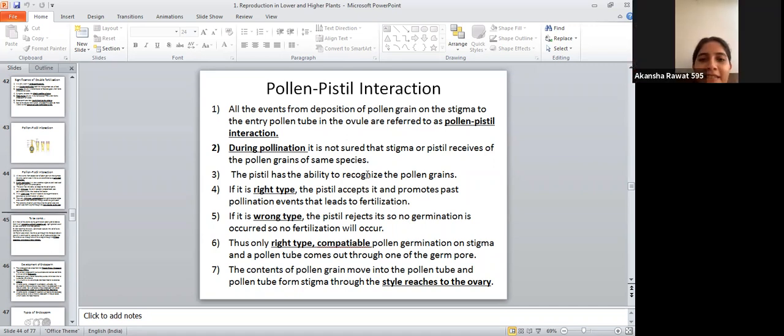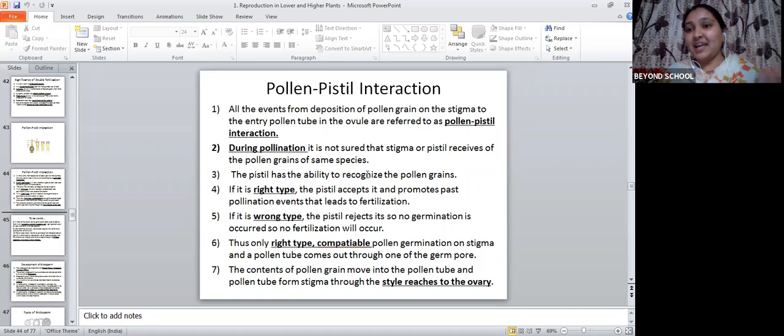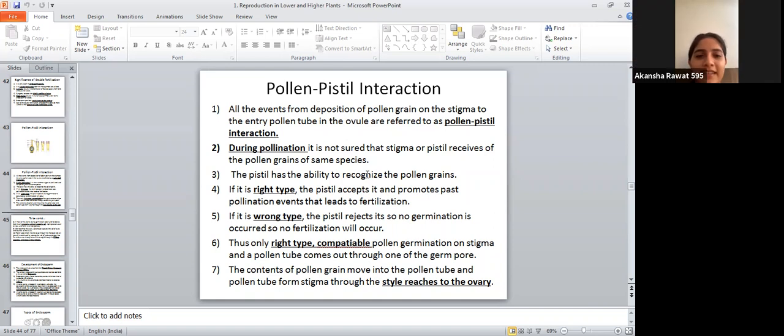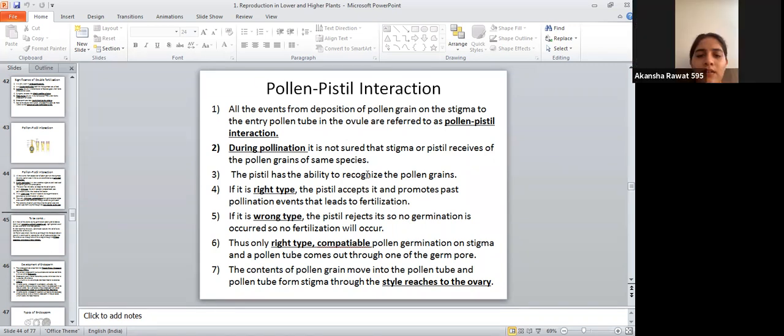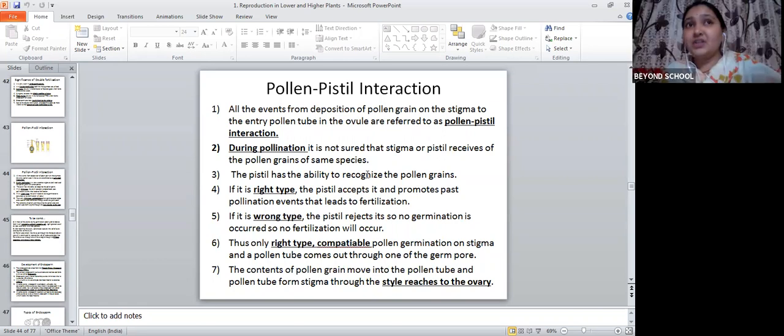It is not sure by nature that the stigma is going to get the same kind of pollen grain, right? It depends on how the dispersal, how the pollination activity has been carried out, how the insects are doing the pollination, how the wind is doing the pollination, and which of the pollen grains they are bringing onto the stigma.